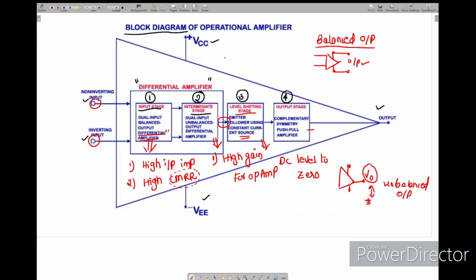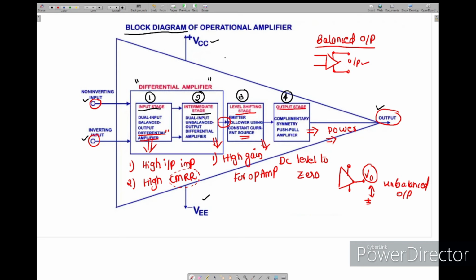The final stage is the output stage. This is the power amplifier, a complementary symmetry push-pull amplifier. It is responsible for providing a high level output, meaning it gives high power at the output of the circuit. For this stage we use a power amplifier.